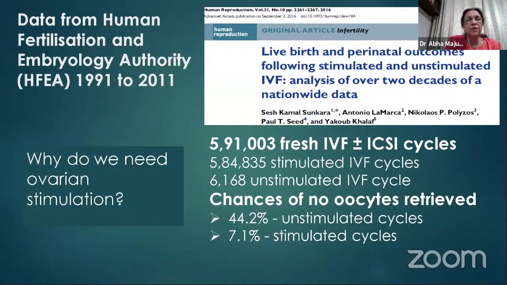Because data from the Human Fertilization and Embryology Authority collected between 1991 to 2011 had more than 591 fresh IVF ICSI cycles, where 584 were stimulated cycles and 6,168 were unstimulated cycles. Almost 50% of unstimulated cycles, no oocyte was retrieved. So the cycle was cancelled then and there.